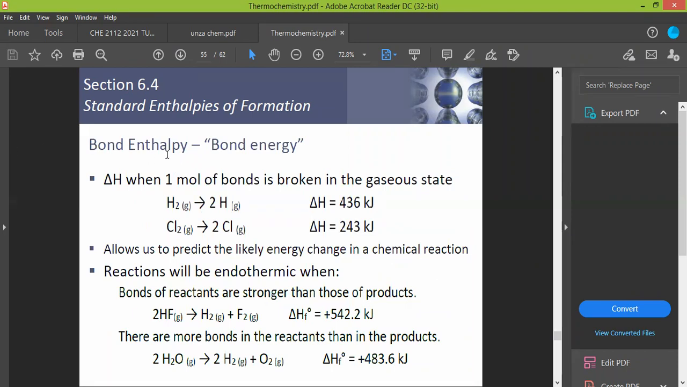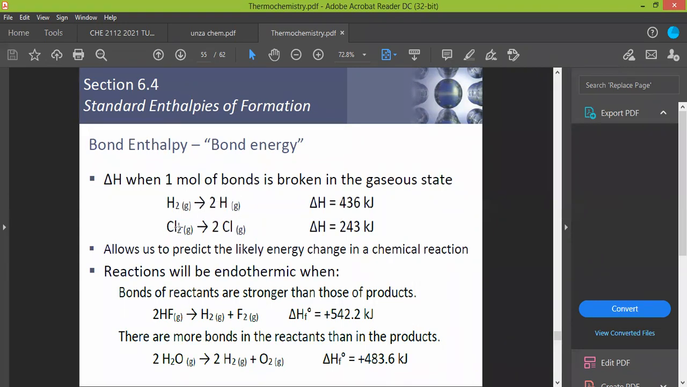so here it is: bond enthalpy and bond energy. When one mole of bonds is broken in a gaseous state, the energy that is released when a bond is broken is bond energy. The bond between two hydrogen atoms, the bond that holds them together, is the bond energy. For them to be broken, this bond energy has to be given out. When you are breaking this particular bond, the energy contained in the bond is the bond energy. Once that energy is given out, the molecules break and exist in atomic form.